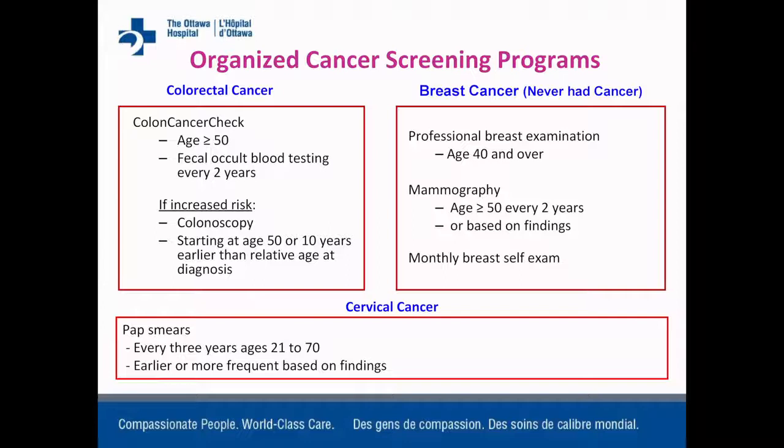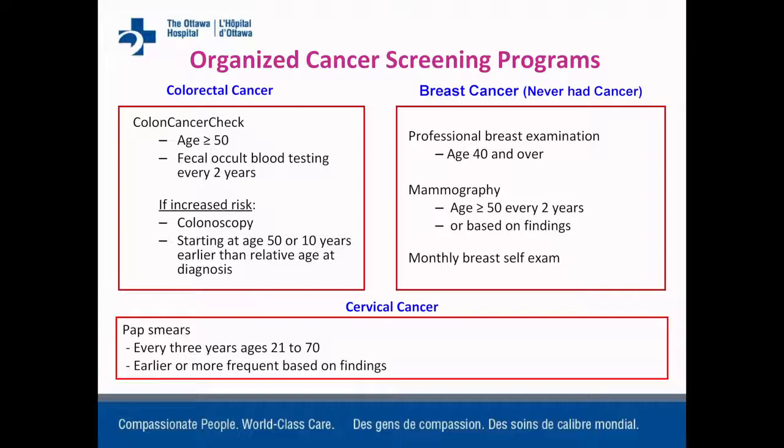You will get a letter back, just like you did from breast cancer screening, whether the test is negative, in other words, you're all clear, and that you will repeat the test in 2 years' time, or if there's any positive on any of the windows, that you will be sent on for colonoscopy for further testing.